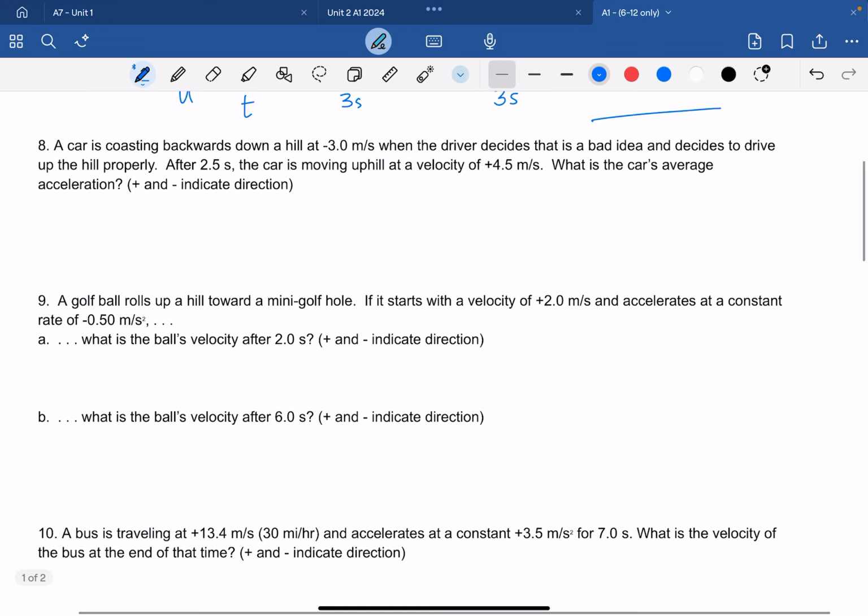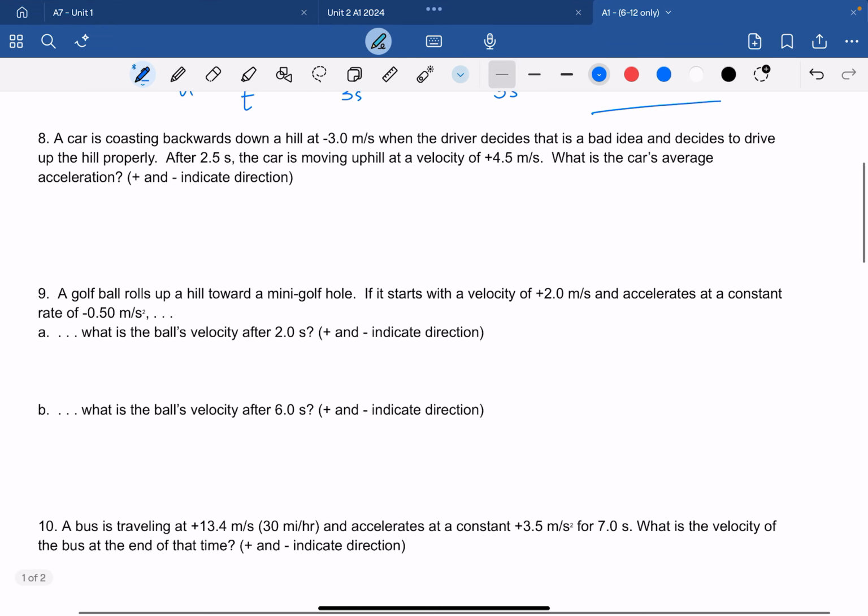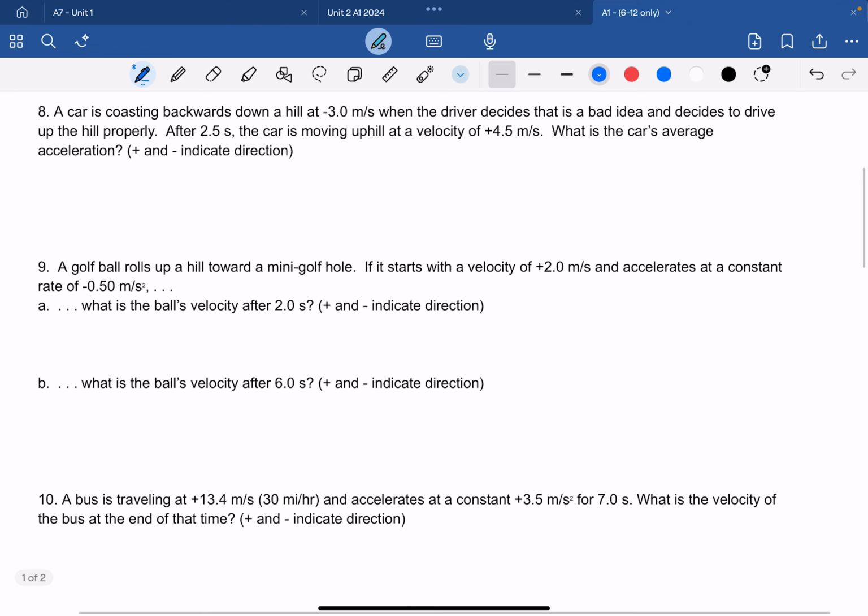Okay, number 8. A car is coasting backwards down a hill, hence the negative velocity that you see. When the driver decides that it is a bad idea and decides to finally drive uphill properly, after 2.5 seconds, the car is moving uphill at a velocity of 4.5 meters per second in the positive direction. What is the car's average acceleration? Okay, same thing, positive and negative for directions of acceleration. All right, so we know that the car originally is coasting at negative 3 meters per second.